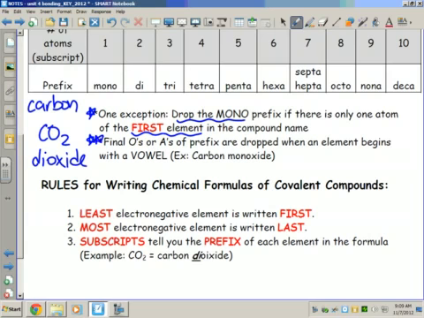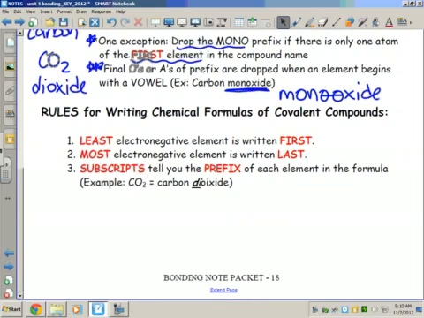Now, the second exception is when the first letter of an element begins with a vowel, like oxygen. When we have something like mono, we're going to drop, usually, the last O in mono. Instead of calling it carbon monooxide, which looks goofy and sounds goofy, we just squeeze these two O's together to make it carbon monoxide. That one you would not be penalized for. If you referred to something and wrote it out as carbon monooxide, you'd get full credit. You just have to understand that you're not going to see it written like that. You're going to see it written carbon monoxide.